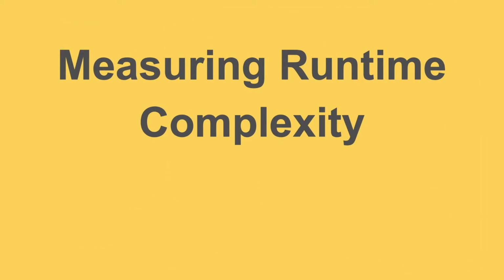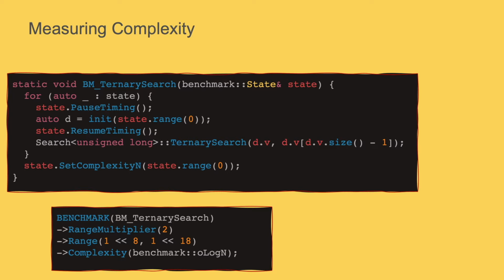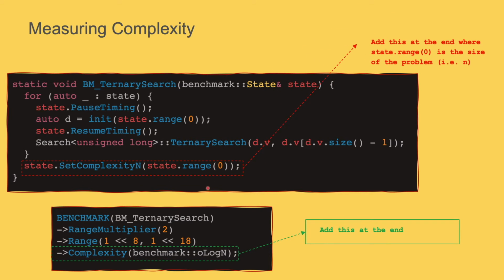Measuring runtime complexity. So let's say I have a function here called ternary search, and I want to know what the runtime complexity of this function is. So what you need to do is add this call inside the wrapper, which is SetComplexityN. It has to get as a parameter the size of the problem. For example, if your array is of size n, this should represent n.